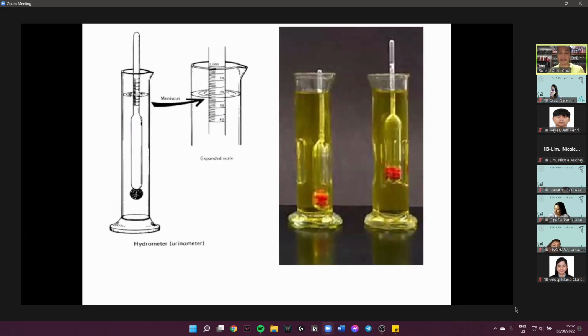Yeah. So this is how we do it, no? So you place it, you twist it, no? Allow it to spin for a while, and then let it settle. And then this is how you will observe.